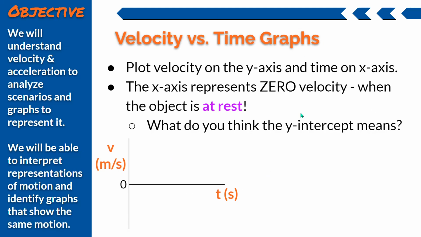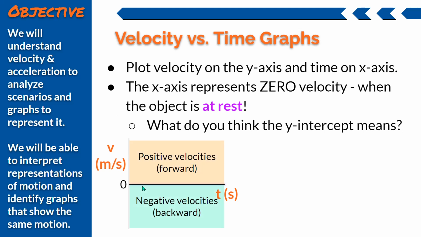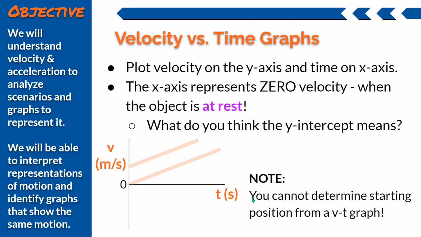All right, so we're going to talk now about velocity time graphs. We just did position time. Now we're back to velocity time. This part's a review. Again, a velocity time graph plots velocity on the y-axis and time on the x. The x-axis represents points where you have 0 velocity and the object is at rest. Anything up here is going forward. Anything down here is going backwards. Okay, again, as a reminder, you cannot determine starting position from a VT graph. So we lost a little bit of information. Our XT graph tells us a little bit more than our VT. Okay, all of that's a review.